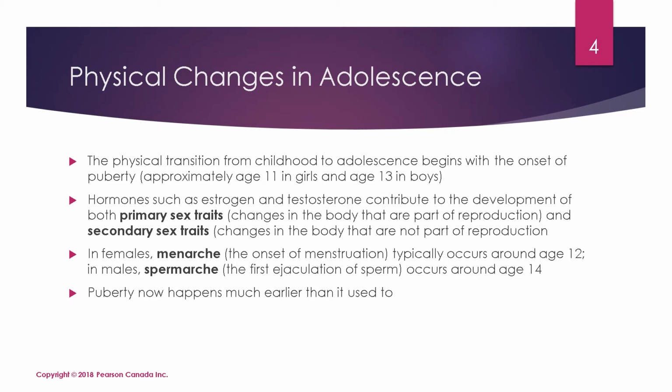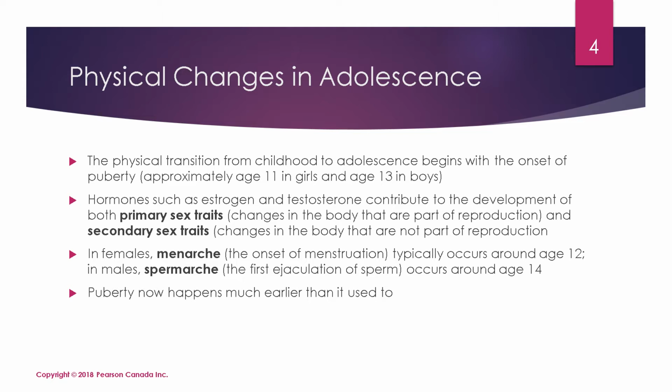Hormones such as estrogen and testosterone contribute to the development of both the primary sex traits, such as the enlargement of the genitals, the onset of ejaculation with sperm and menstruation, and then the secondary sex traits, such as pubic hair and lowering of the voice, things like that. So basically the primary sex traits are those that are directly related to reproduction, whereas the secondary sex traits are those changes in the body during adolescence that are not part of reproduction.